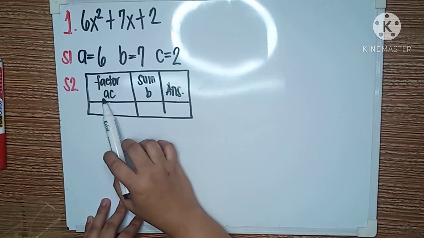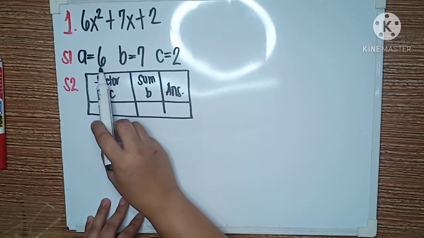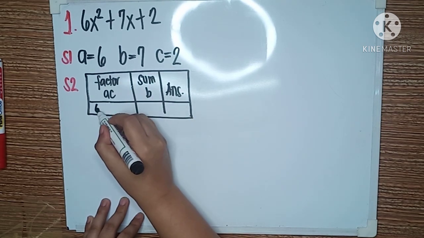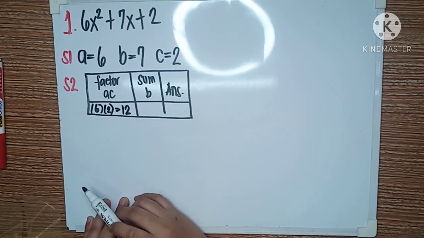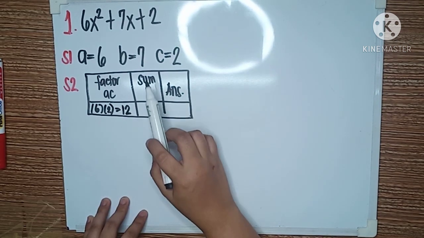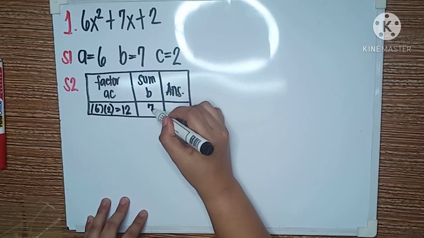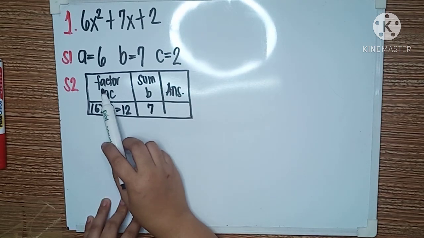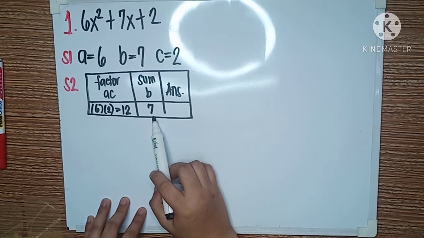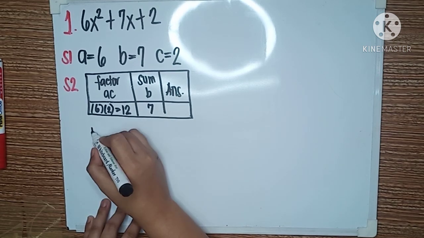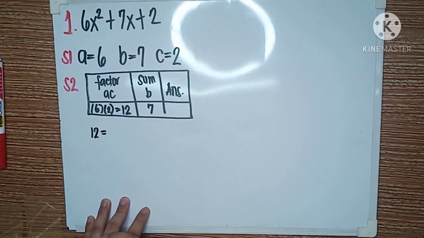The factor of AC. We need to find first the product of A and C, which is 6 and 2. And the product of 6 and 2 is equal to 12. Next, b is equal to 7. Therefore, we need to find factors of 12 whose sum is equal to 7. For further solutions, we'll write down all the factors of 12.